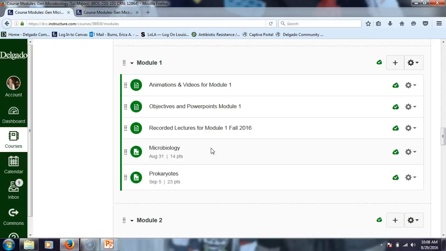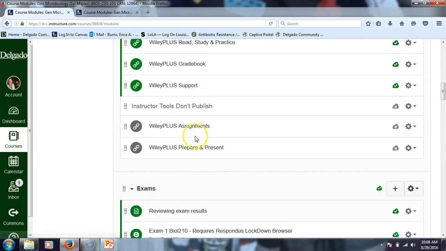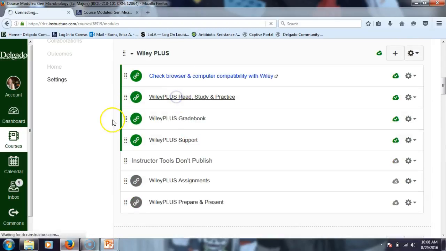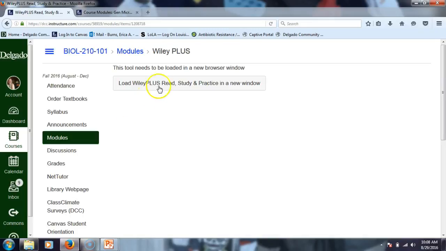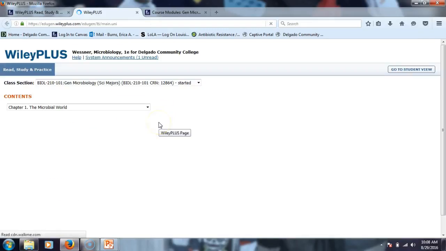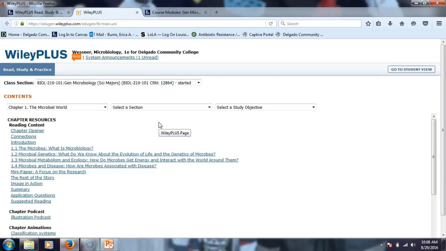So I got distracted. Oh, I wanted to go to the book. So read, study, practice. I was playing one of the animations on my phone. You guys know about the Canvas app, right? So for Canvas, and Wiley works with it, you click this link, it'll go right to Wiley. The animations played great on my iPhone. I have an iPhone. I don't know about Android, but it should work.